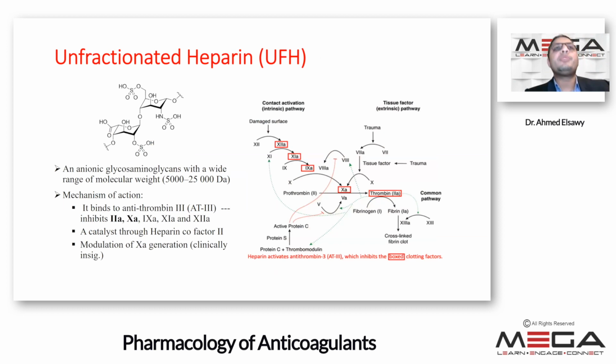Just to refresh your memory, unfractionated heparin is a glycosaminoglycan. It has a wide range of molecular weight, an average of about 15,000 Dalton. It acts mainly through the antithrombin 3 complex, forming a heparin-antithrombin complex that attaches to thrombin and stops its action. On the right side of the screen, you see that unfractionated heparin mainly inhibits thrombin and factor 10 through the antithrombin complex. It also inhibits factors 9, 11, and 12, but its main action is on thrombin and factor 10.